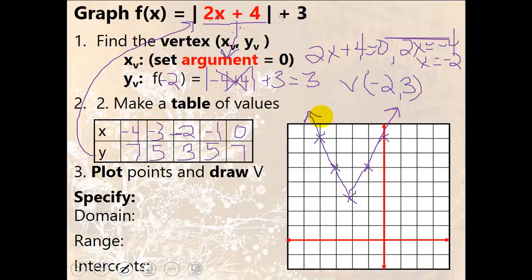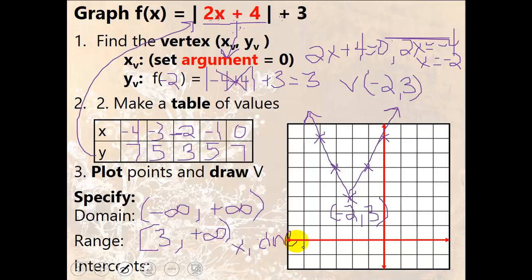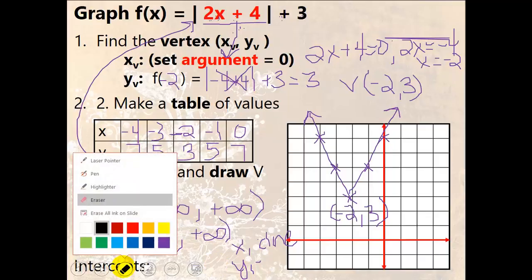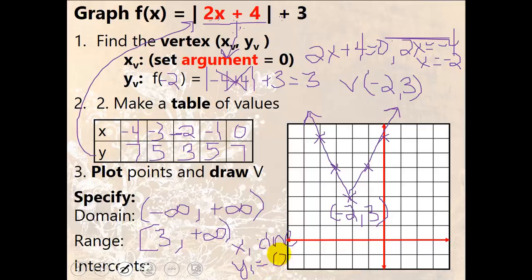Absolute values always make a V, and the domain is always negative infinity to positive infinity. The range is going to go from my lowest y value, which is 3, and it's going to go on up to positive infinity. Notice that I don't have an x-intercept at all. The x-intercept does not exist, but my y-intercept is 0, 7. That's my y-intercept. Okay, so far so good.